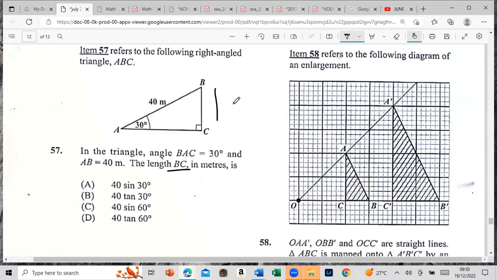So it will be opposite over hypotenuse, so that's sin. So it's sin 30 equals this over 40. After which we cross multiply, so it will be 40 times sin 30. Alright, so I think I see the answer now. A.